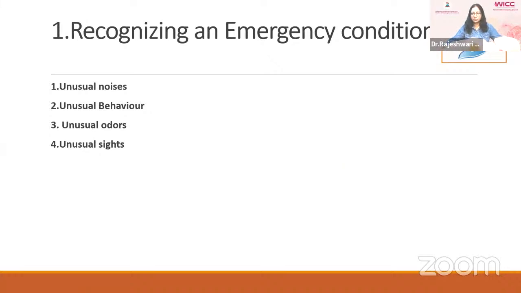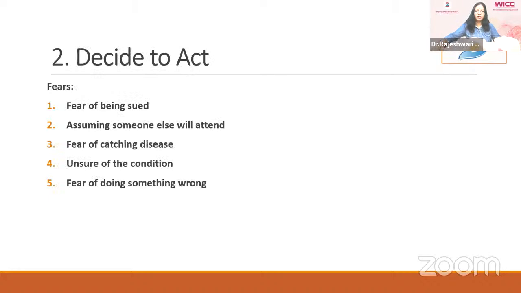Recognizing an emergency condition: unusual noises, unusual behaviors, unusual odors, unusual sights. That is recognizing. First thing is recognizing, isn't it? So what are you going to recognize? Is there any unusual noise, any unusual behavior? Noise can be from the patient, the victim, or the surroundings. Any unusual behavior of the patient, unusual odors coming from him. From that we can identify what can be the reason that the person is unconscious or has fallen down. So unusual sights, all these things, as a first aid responder or as a doctor, you are going to recognize.